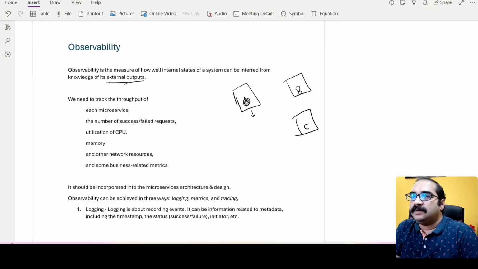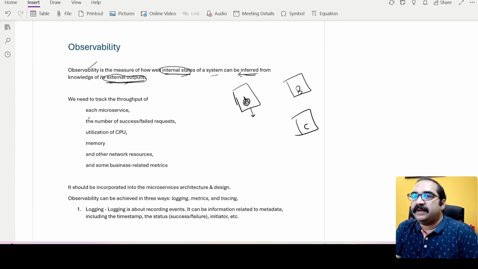By understanding this external output, we infer the internal state of the system. So basically we measure something on the external values, and based on that we infer what's happening inside, in the internal state of it. So this is what observability is.